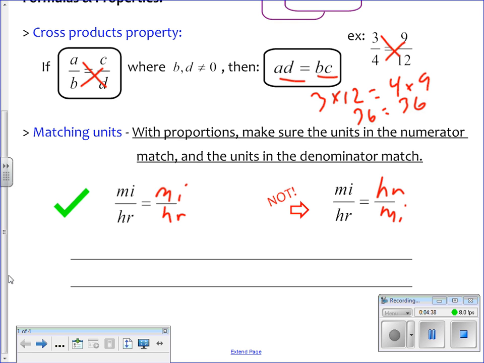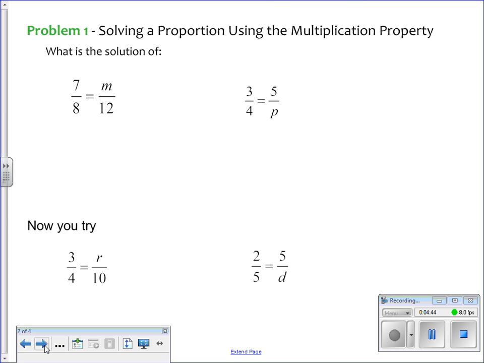Okay? Now, I like proportions. They're some of the easiest problems to work. Here are some examples. Okay, when solving a proportion, use a multiplication property, i.e. use the cross product. So, 7 times 12 is equal to 8 times m. That's what you do. You multiply across. 7 times 12 equals 8 times m. 7 times 12 is 84, thank you. So 84 is equal to 8m.